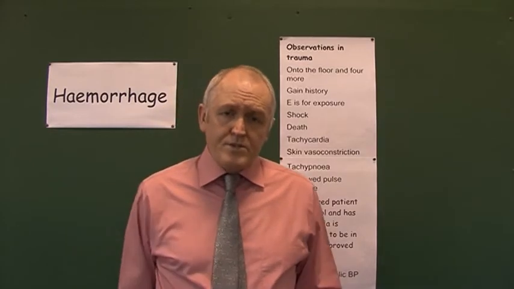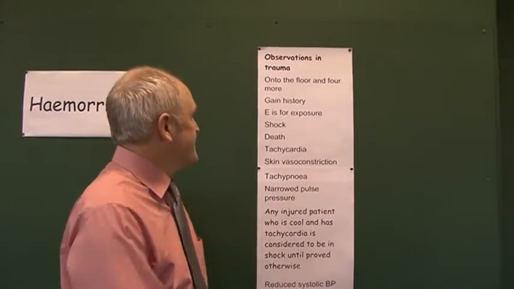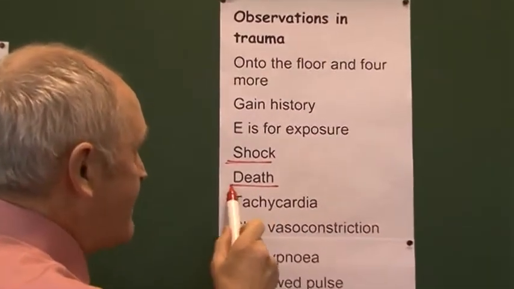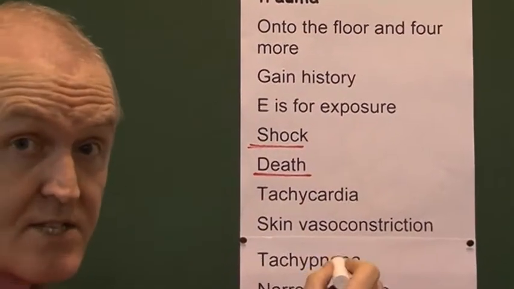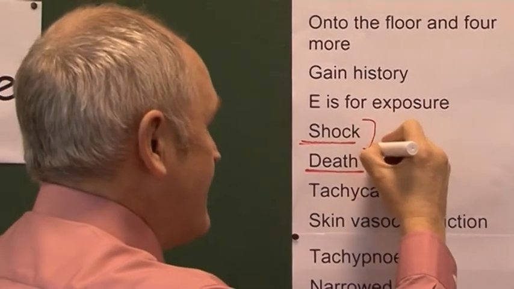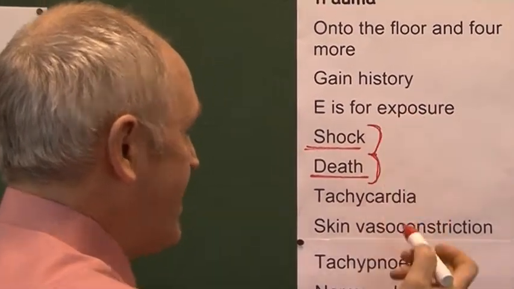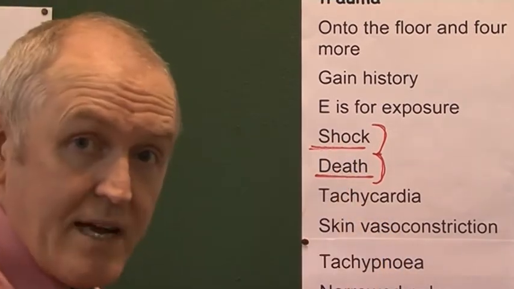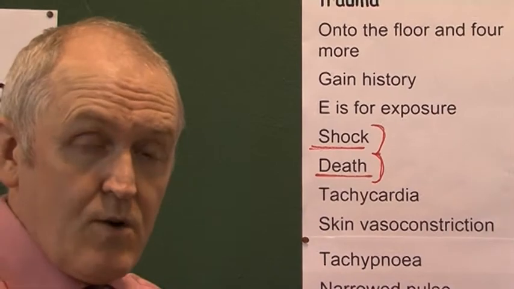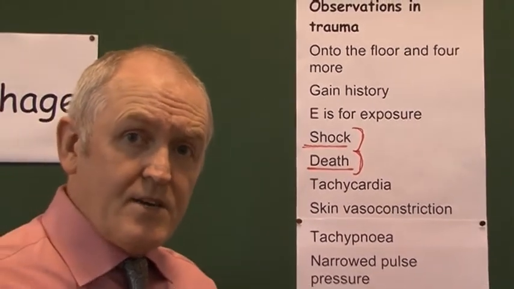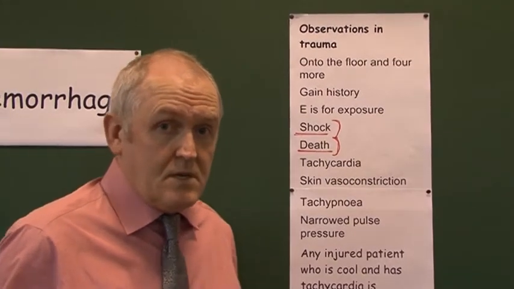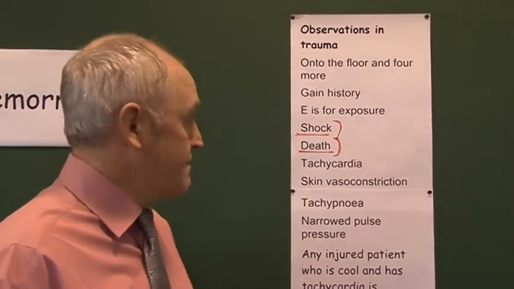And this is very important because shock is the main cause of death after trauma. Hemorrhage is the main cause of death after trauma. So the patient bleeds, develops hypovolemic shock, and that is the main cause of death. So after trauma, the main cause of death is hemorrhage, causing shock. It doesn't get any more important than that.